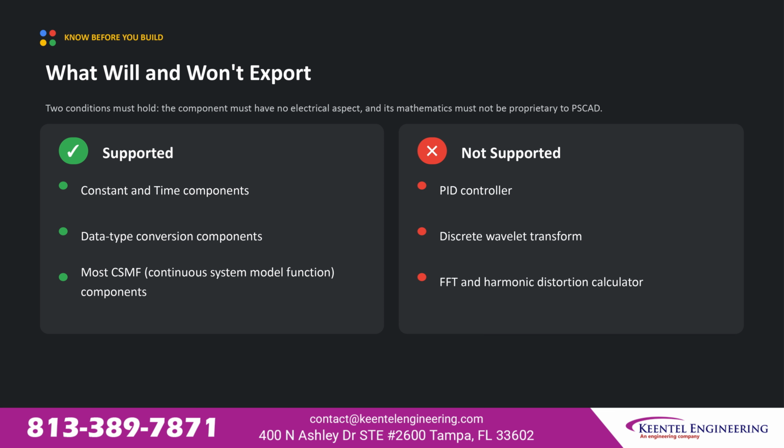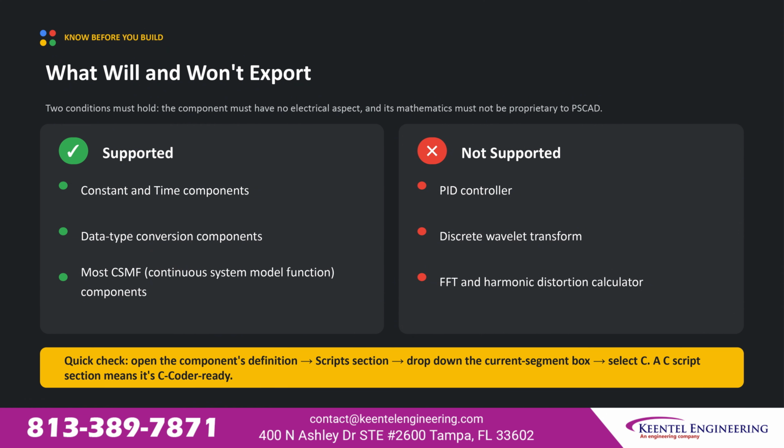Components that are not supported include the PID controller, the discrete wavelet transform, and the FFT and harmonic distortion calculator. These rely on mathematics that is internal to PSCAD and cannot be reproduced in Portable C. The quick way to check any component before committing: open its definition, navigate to the script section, drop down the current segment selector, and choose C. If a C script section appears, the component is C-coder ready. If it does not, it is not exportable.